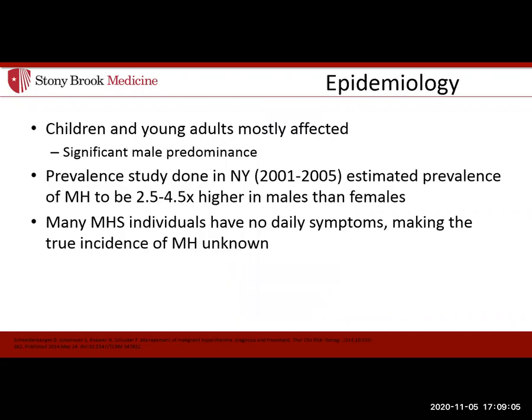Now, this is a very rare syndrome. So who is prone to getting this? We see the most incidence in children and young adults, specifically in young males. There was a prevalence study done in New York State in the early 2000s that estimated the prevalence of MH to be 2.5 to 4.5 times higher in males than females. But the problem with this is since MH is a genetic abnormality, patients who are predisposed to MH have no daily symptoms. So it makes the true incidence of MH unknown.